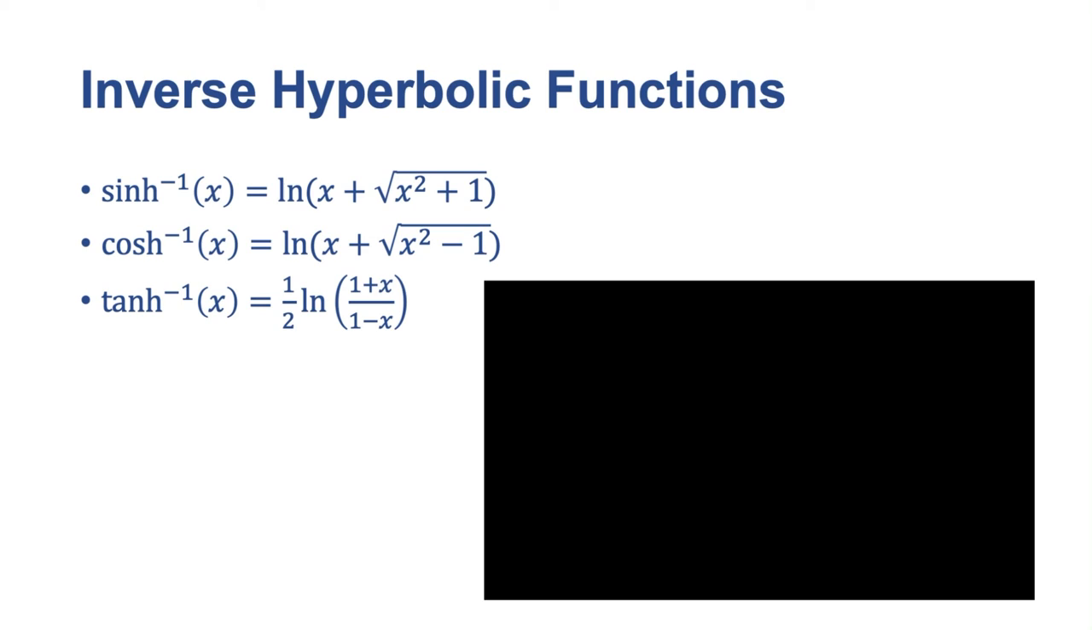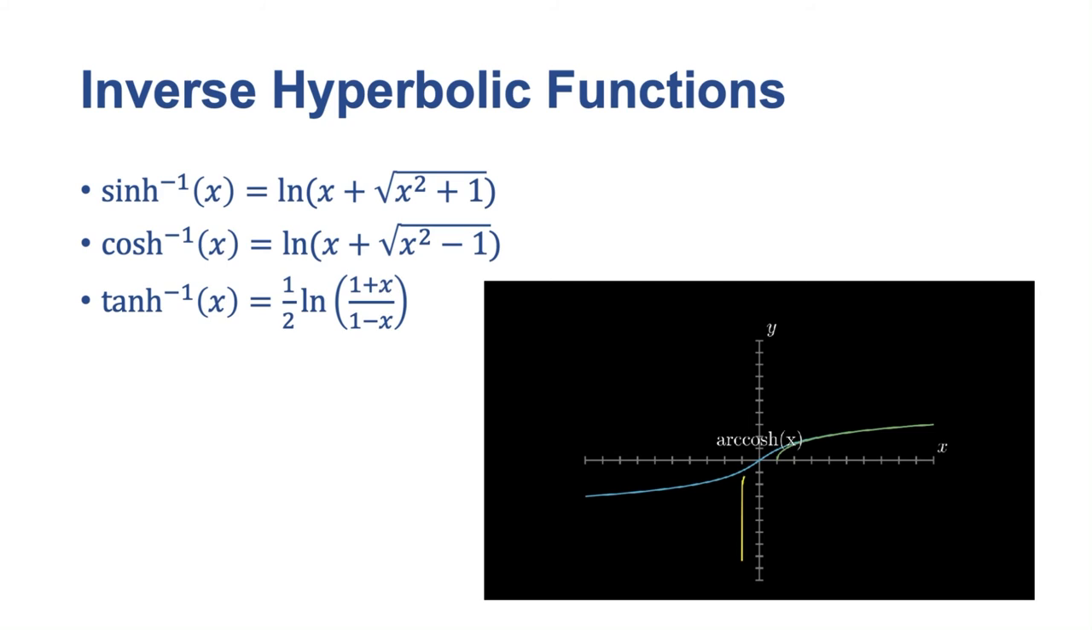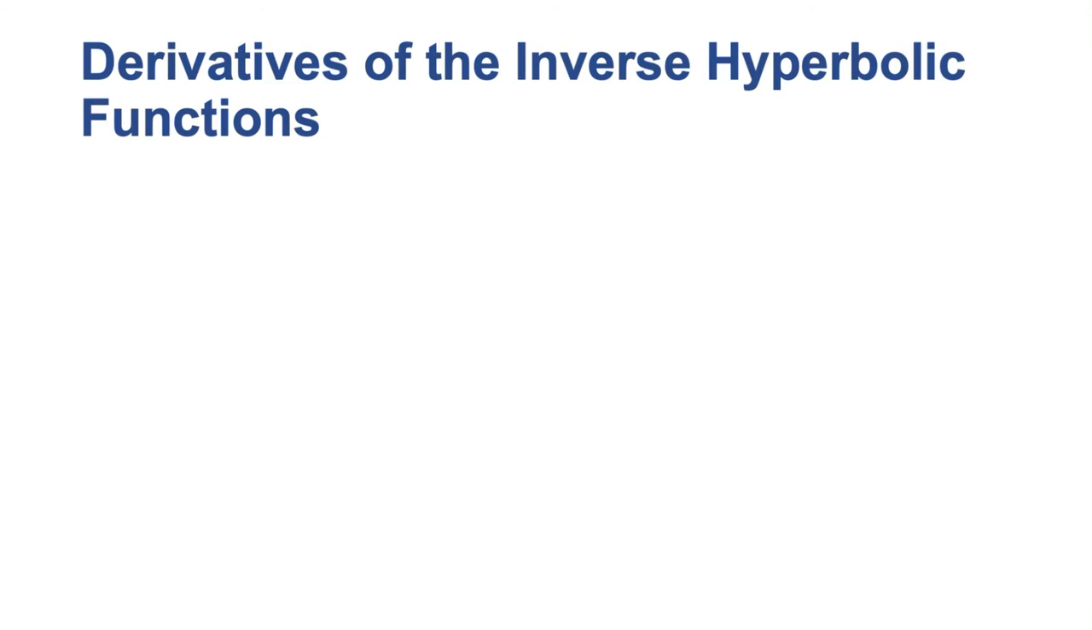If you want to see what these look like, here they are on the graph, right? So it's just going to look like our traditional inverse functions. There we have arcsinh, arccosh, and then arctanh is coming in there. All right, so that shouldn't be too surprising. It's just on a different axis, right? So now let's try differentiating these.